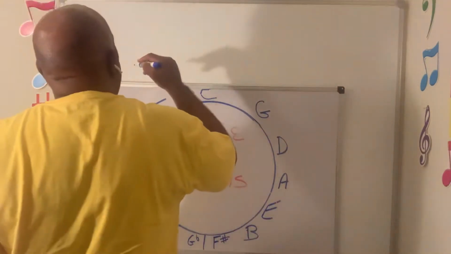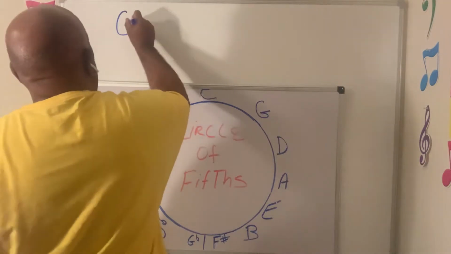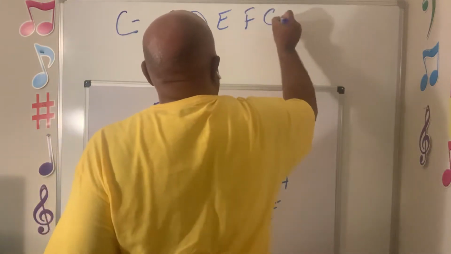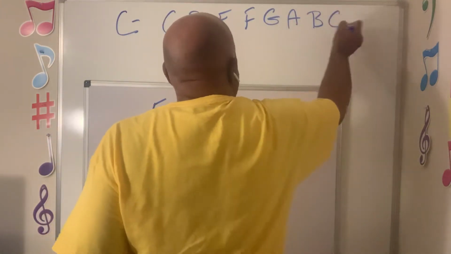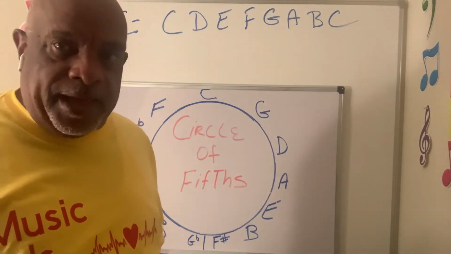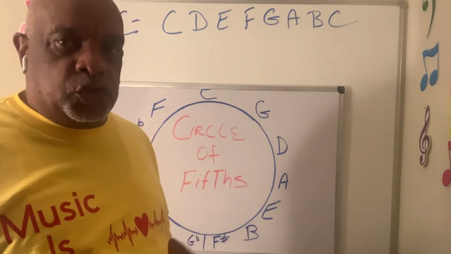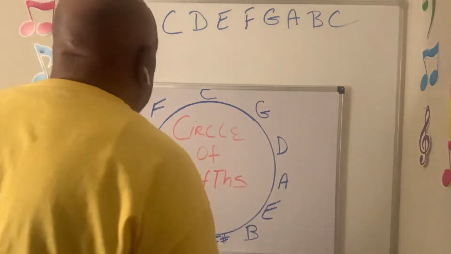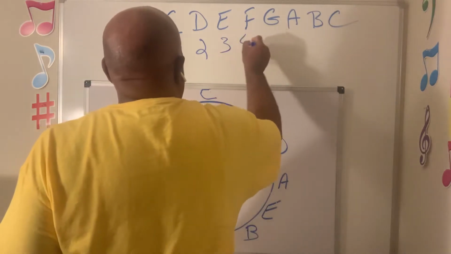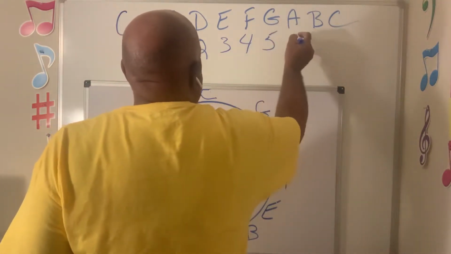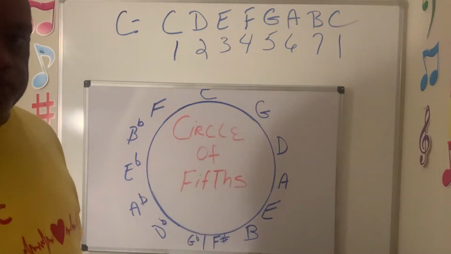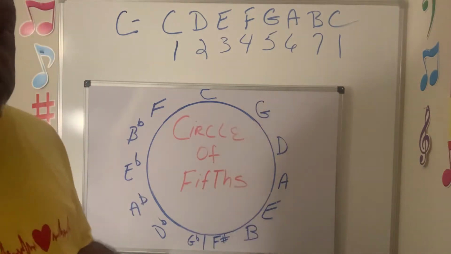All right, let's do the key of C major. That's C, D, E, F, G, A, B, C. Now, the key of C major has no sharps and it has no flats. If we put the number system under it, C is the 1, D is the 2, E is the 3, F is the 4, G is the 5, A is the 6, B is the 7, and back to the 1. All right? So now, we're dealing with the circle of fifths.